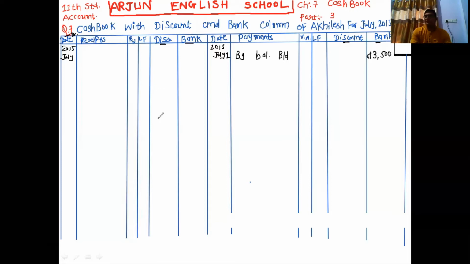Second one, goods of 5,000 sold to Premal. Here we sold the goods, and if we sold the goods then it is our income, so we have to write down on the debit side. July date 2, we sold the goods, so we have to write down to sales account.